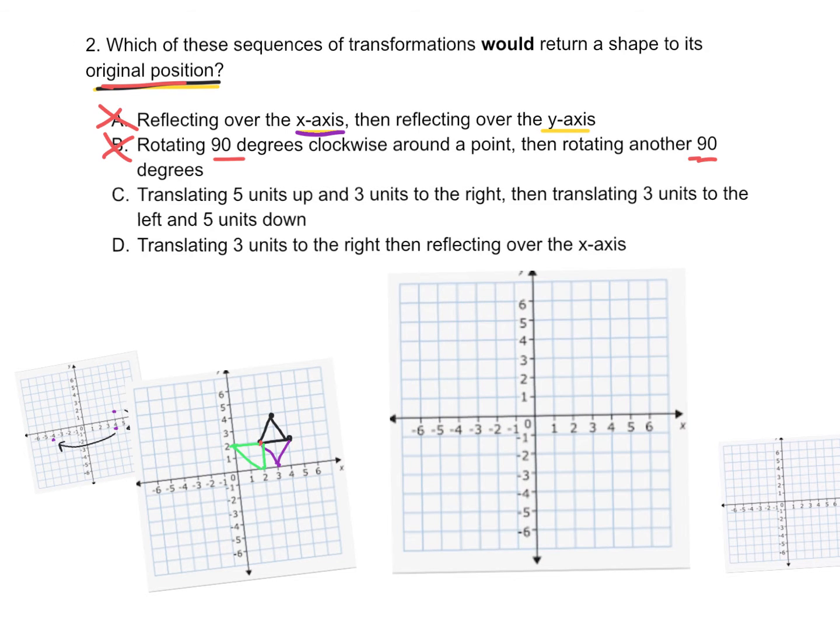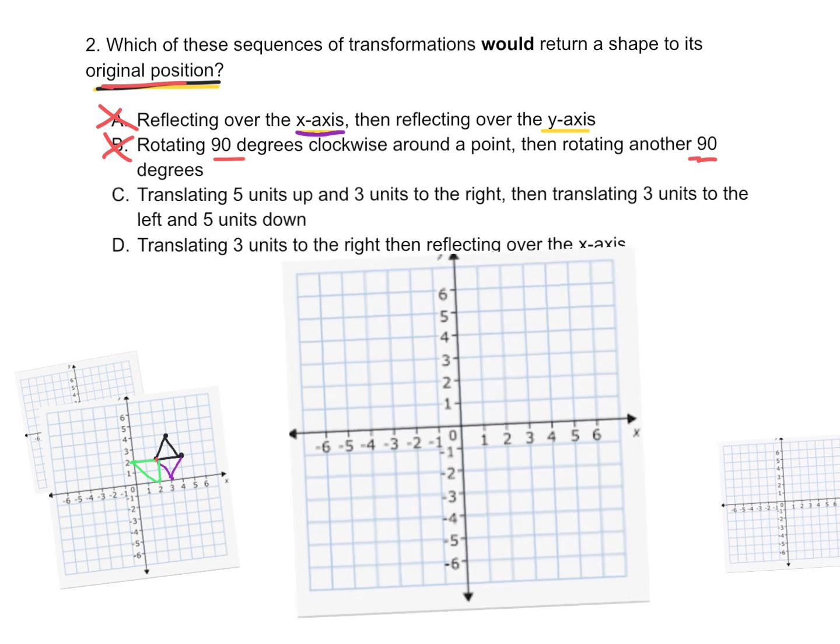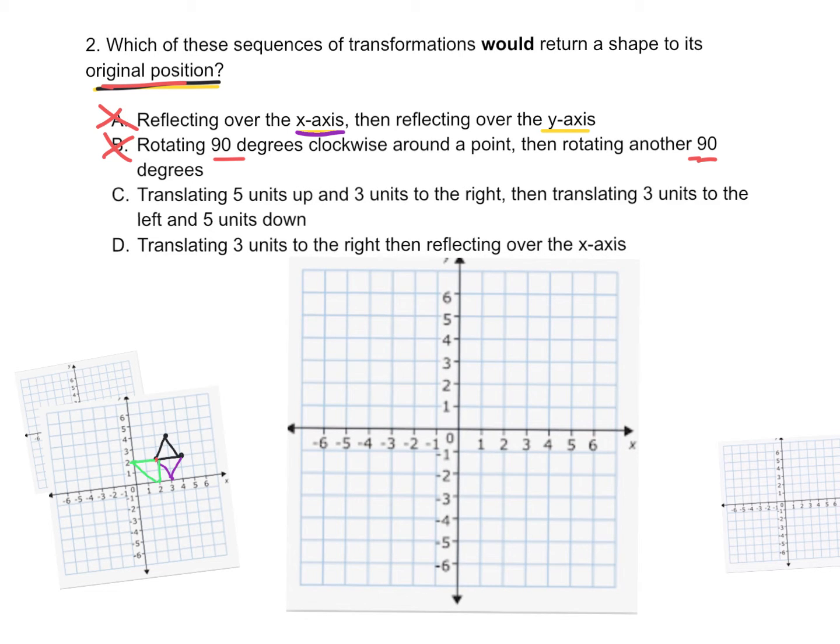All right, next up is translating 5 units up and 3 units to the right. We do that first, and then we're going to translate 3 units to the left and 5 units down. This one might work, so let's try it. I'm going to start right down here. Let's go 5 up, 1, 2, 3, 4, 5, and 3 to the right, 1, 2, 3. So we'll end up right here at -1, 2.